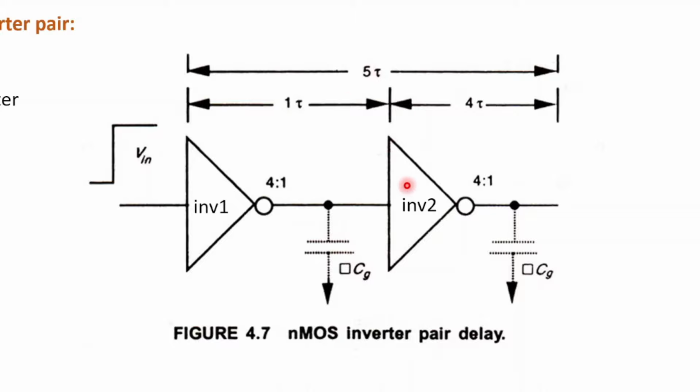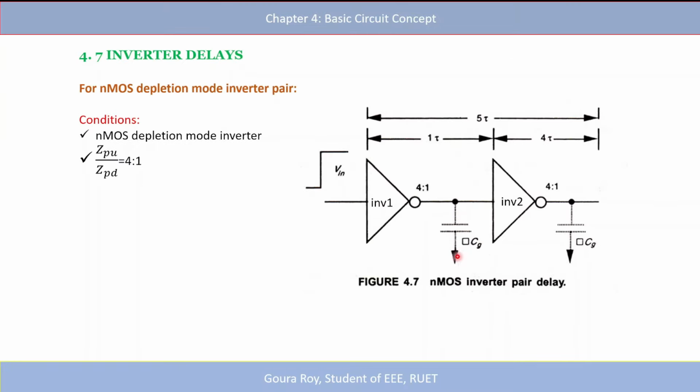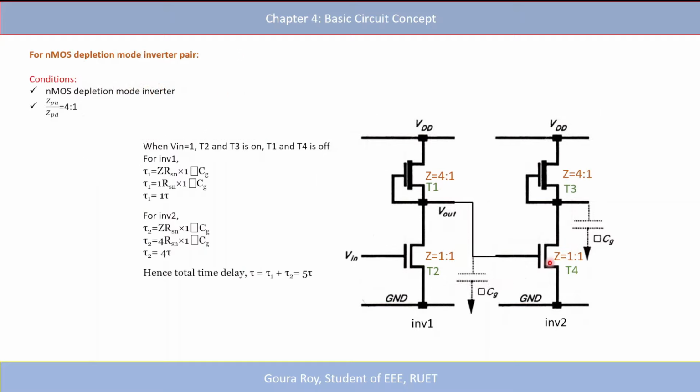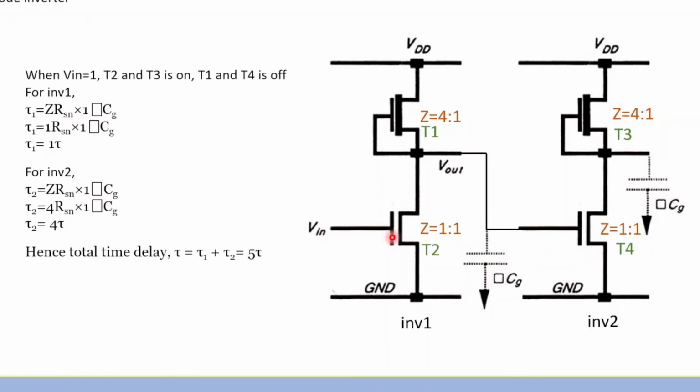Now we will see how these delays come about. To do this, if we elaborate the inverter pair circuit, it will look like this. As the input is connected to only one transistor gate, we get 1 square Cg gate capacitance. When input is 1, transistors T2 and T3 are on. On the other hand, T1 and T4 are off. Now assume that the delay for inverter 1 is tau 1, and the delay for inverter 2 is tau 2. Hence, tau 1 becomes Z RSN multiplied by 1 square Cg.